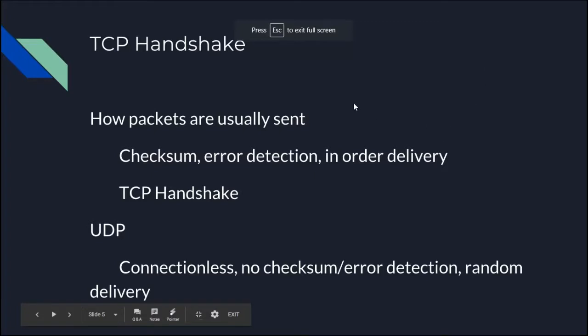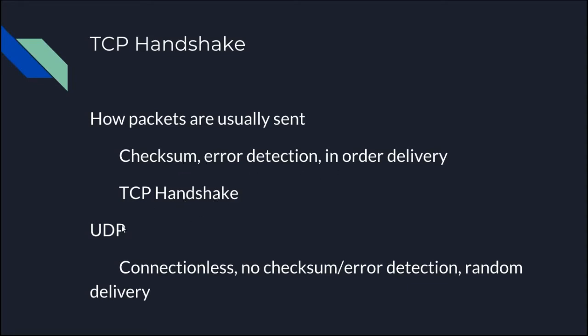Another thing I'd like to quickly go over is the TCP handshake. When you open up Wireshark, you'll notice that a lot of the packets are either UDP or TCP. It's the transportation protocol. It's how packets are usually sent. TCP packets have a checksum and error detection, so they'll make sure that all the packets are being sent, and if there are any that have not been sent properly or lost, they can request for the same packet to be sent again.